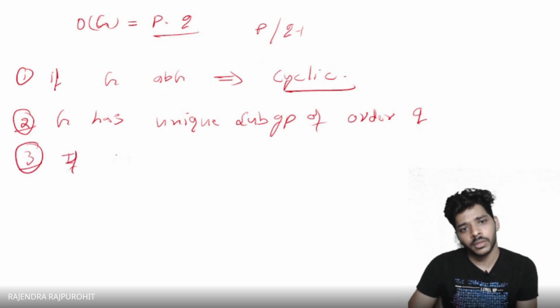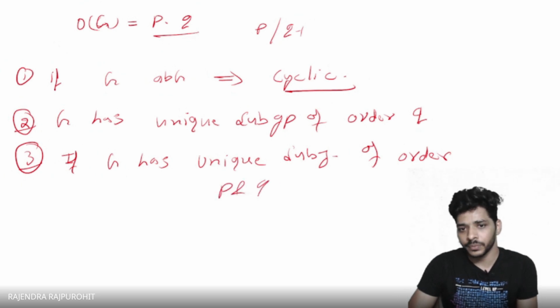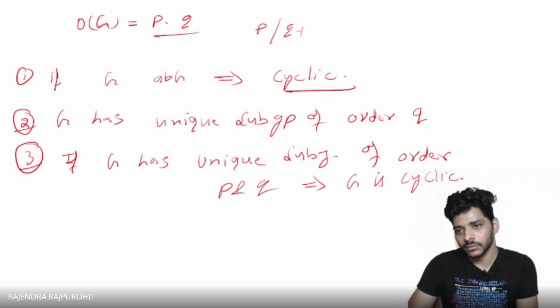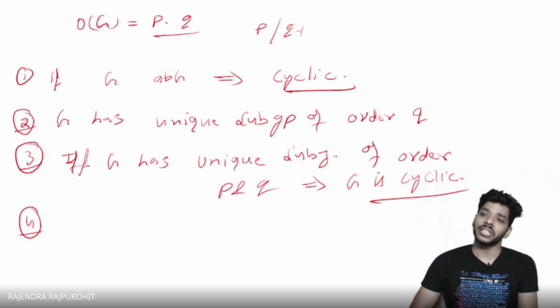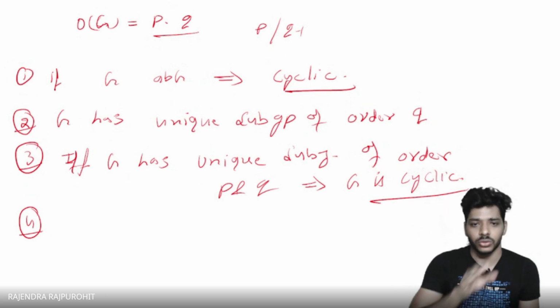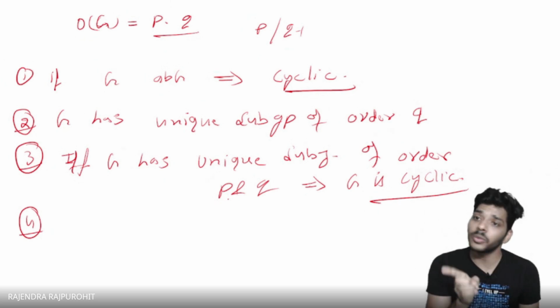Third, if G has a unique subgroup of order P and Q, both implies G cyclic. Okay, if both of them are unique, P and Q, then it is cyclic. It's rather if and only if. Okay. So if subgroups of order P and order Q both are unique, then cyclic. And if cyclic, then both are unique. Okay.